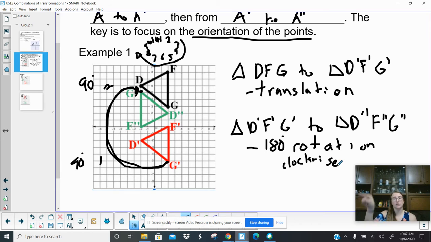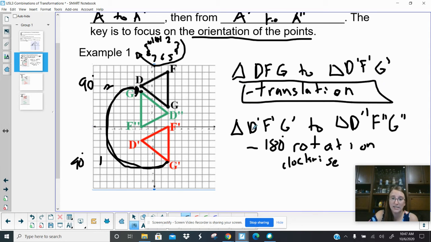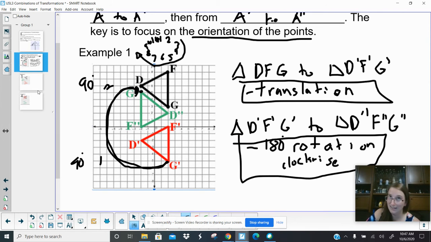Clockwise follows the direction of a clock. If you need to draw a little clock for yourself with an actual clock face, draw it. Figure out which way is clockwise, which way is counter. This follows the direction a clock increases. And there we go. There's my 2 answers: translation and 180 clockwise rotation. Now, again, it doesn't matter that it's clockwise necessarily here because it's 180 degrees. A clockwise or counterclockwise 180 degrees is going to be the same, but we want to practice identifying if it was clockwise or counter. Let's try it again.